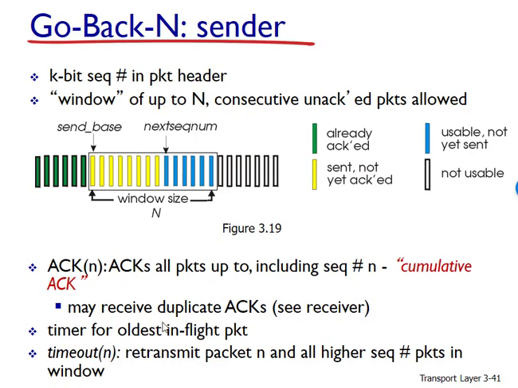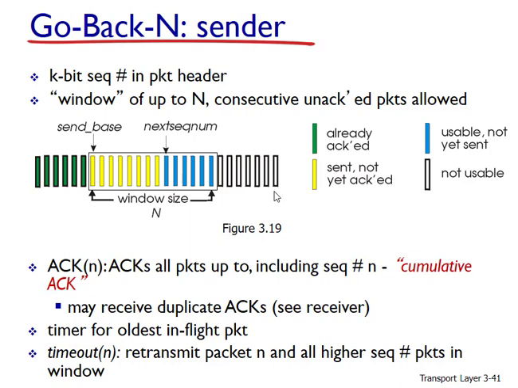As suggested by this figure 3.19, the range of permissible sequence numbers for transmitted but not yet acknowledged packets can be viewed as a window of the size n over the range of sequence numbers, as you can see here. There's your window size n. Figure 3.19 shows the sender's view of the range of sequence numbers in a go-back-n protocol.